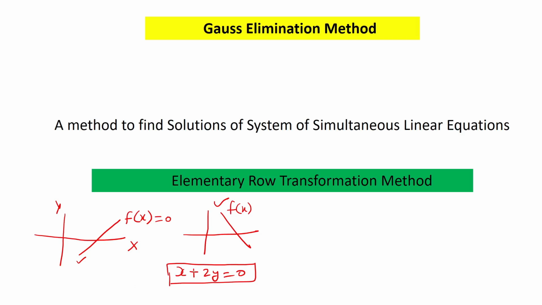The other property of a linear equation is that the power of the variables in a linear equation is always 1. Here, the power of x is 1 and the power of y is also 1. So all the powers should be 1 in the case of a linear equation.